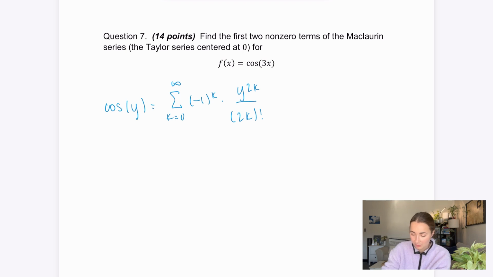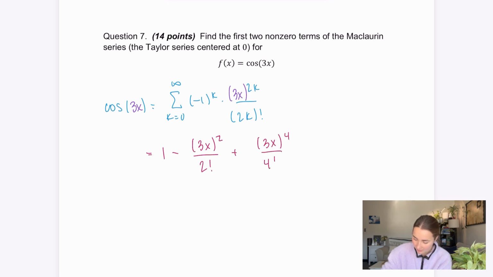So what happens when we have 3x? We just replace everywhere we have a y with 3x. So let's go ahead and do that. And now we can actually just write out the terms. For k equals 0, we just get positive 1, since anything raised to the power of 0 is 1. Then minus, for k equals 1, we get 3x to the power of 2 divided by 2 factorial, plus 3x to the power of 4 divided by 4 factorial, minus and so on.